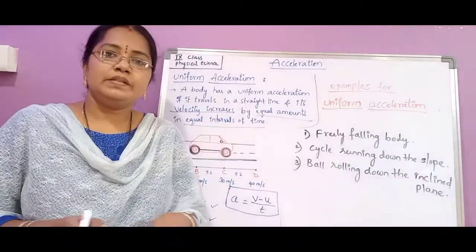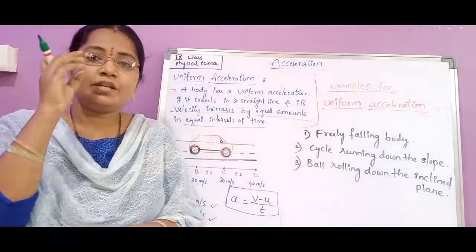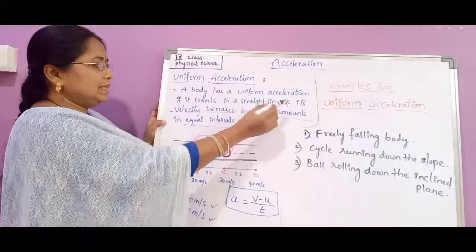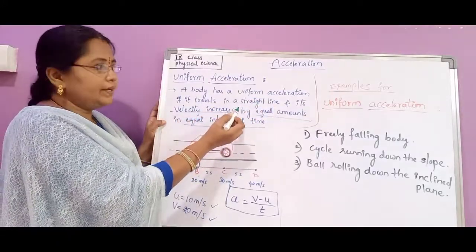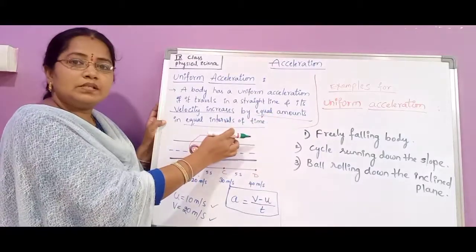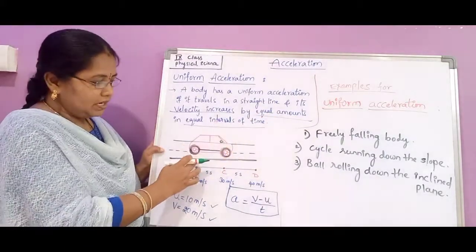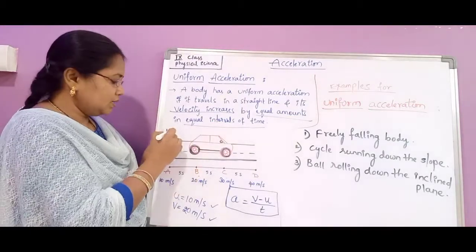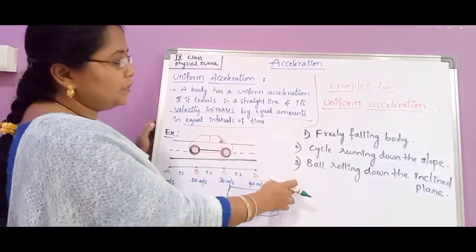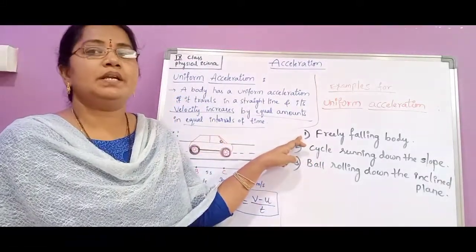In this video, we will see some examples of uniform acceleration. Okay, what is uniform acceleration? A body has uniform acceleration when it travels in a straight line and its velocity increases by equal amounts in equal intervals of time. This is said to be uniform acceleration. A car traveling on a straight line is an example of a body having uniform acceleration, and other examples are like a freely falling object from a certain height.